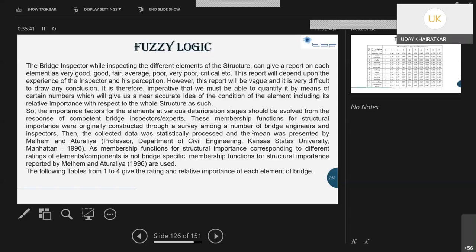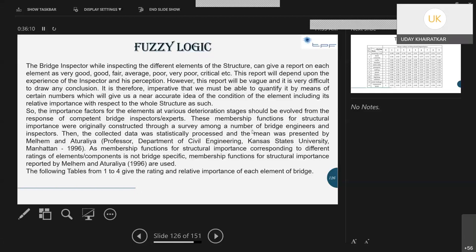When inspecting a girder, we should be able to understand the importance of that particular element with reference to the whole structure as such. So the importance factor for the element at various deterioration stages should be evolved from the response of competent bridge inspectors or experts. For example, the parapet or the railing of a bridge in distress is not really very important from the structural safety point of view, or rather from the design point of view.